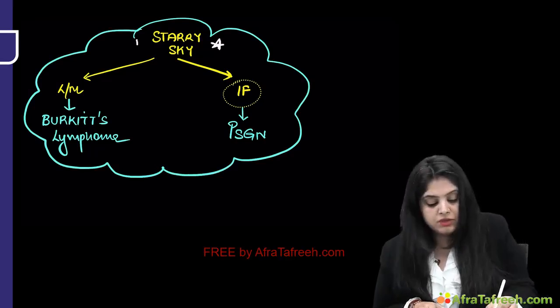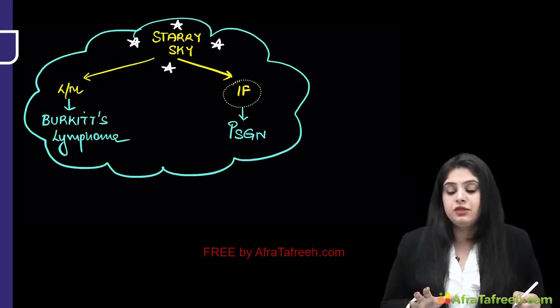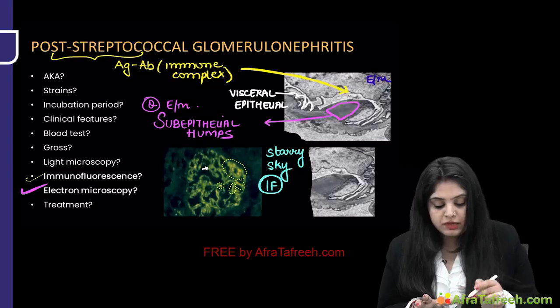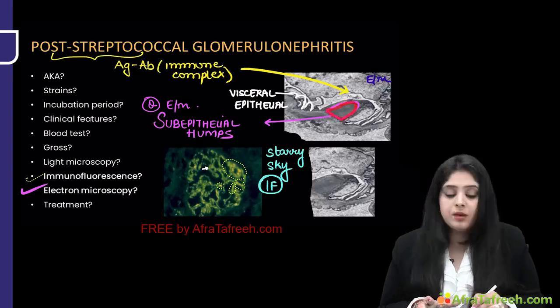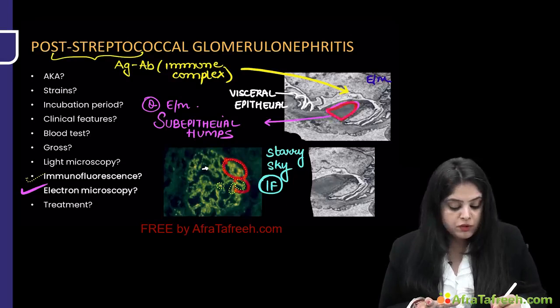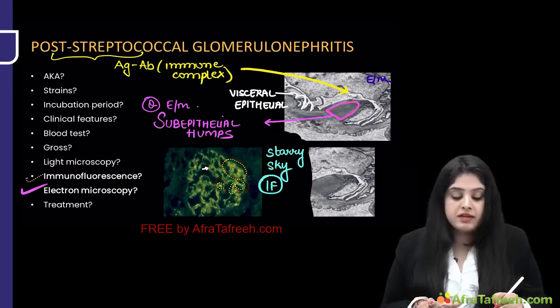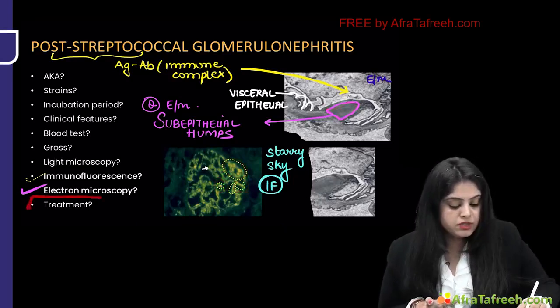These two are questions, and both of them are identified by the starry sky appearance. So remember, already the background is black only for us. So remember these shining stars for yourself. Coming back, what did you see on electron microscopy? Subepithelial humps. What did you see on immunofluorescence? You could see the starry sky appearance. Finally, we come down to the treatment aspect.